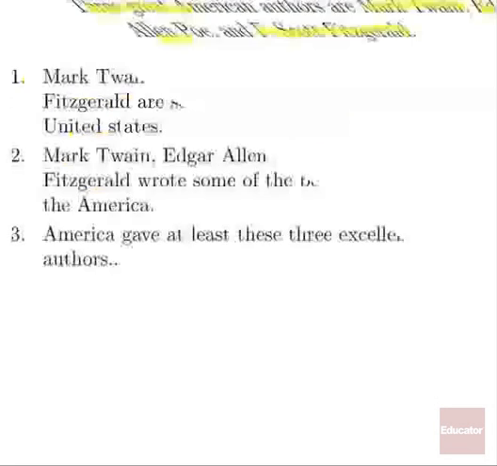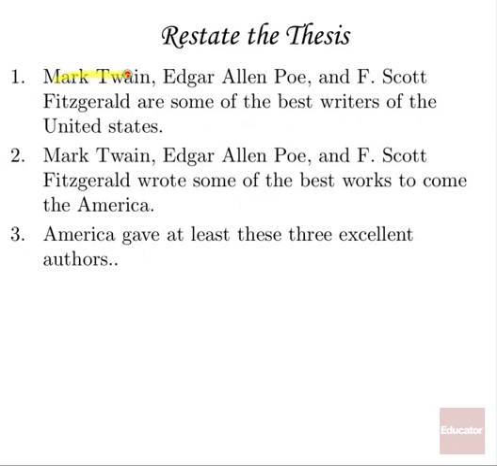Here are some examples. Mark Twain, Edgar Allan Poe, and F. Scott Fitzgerald are some of the best writers of the United States. Thesis in different words: Mark Twain, Edgar Allan Poe, and F. Scott Fitzgerald wrote some of the best works to come from America. Slightly different, but I'm still restating the thesis. America gave at least 3 excellent authors, so on and so forth. Restating the thesis, not repeating it. It sounds better.